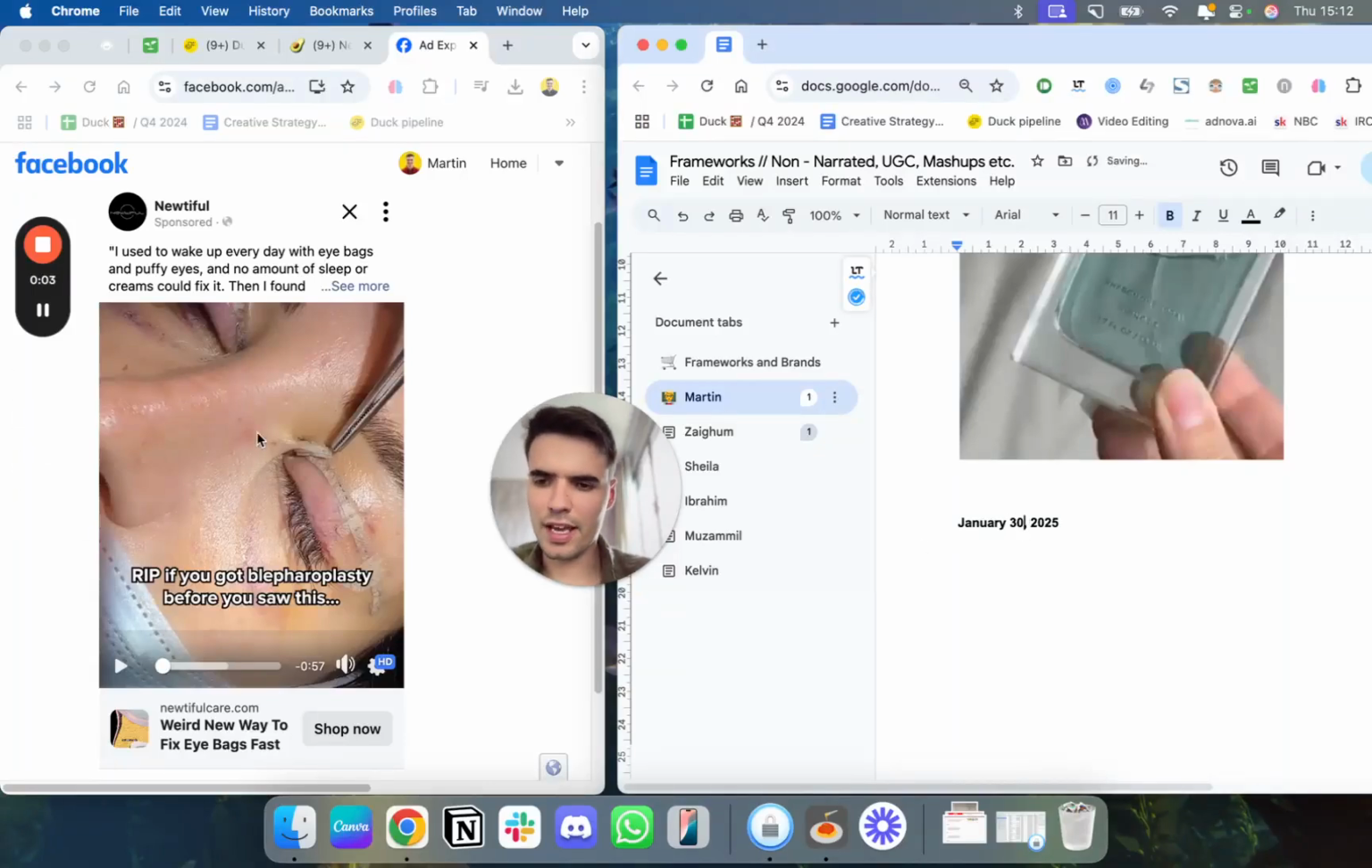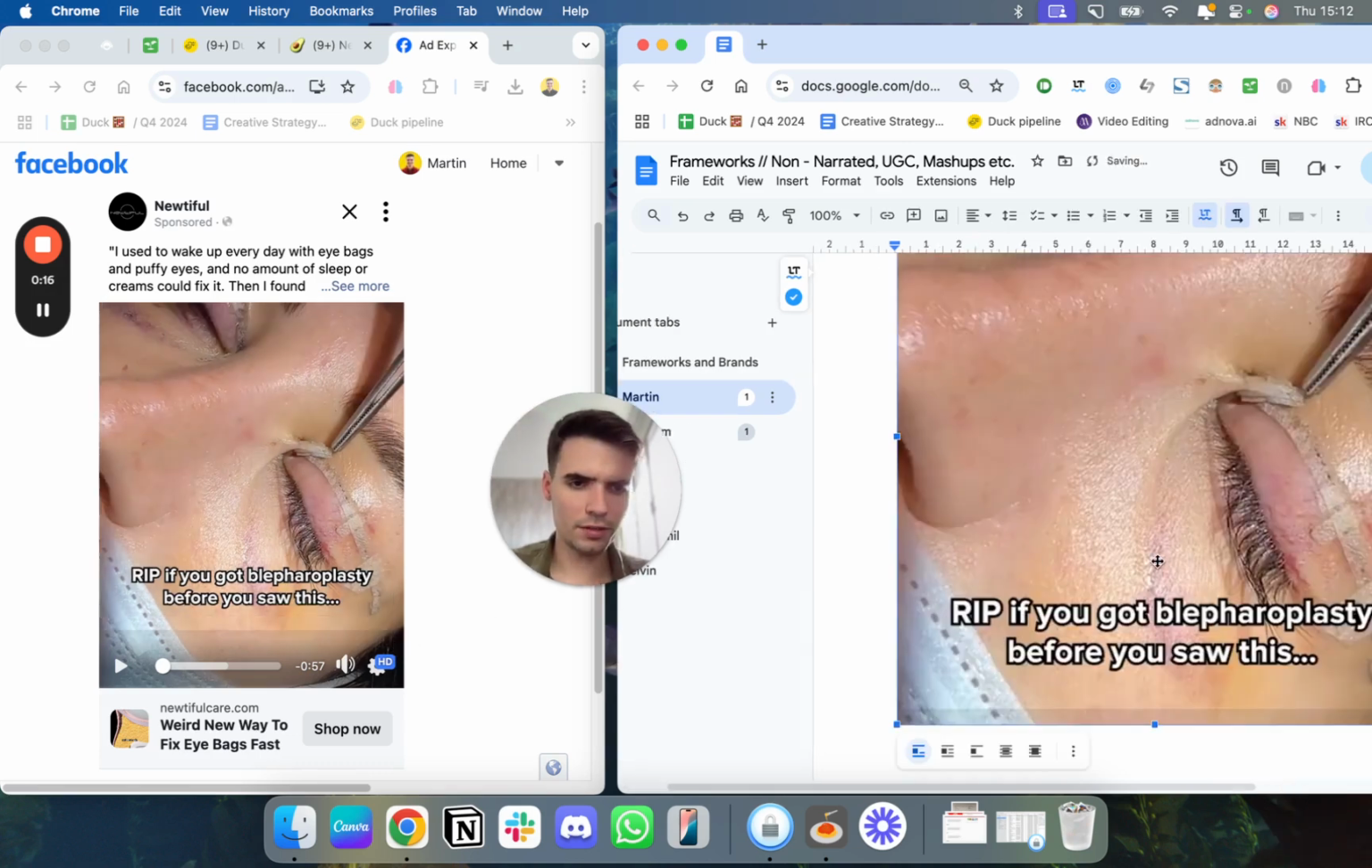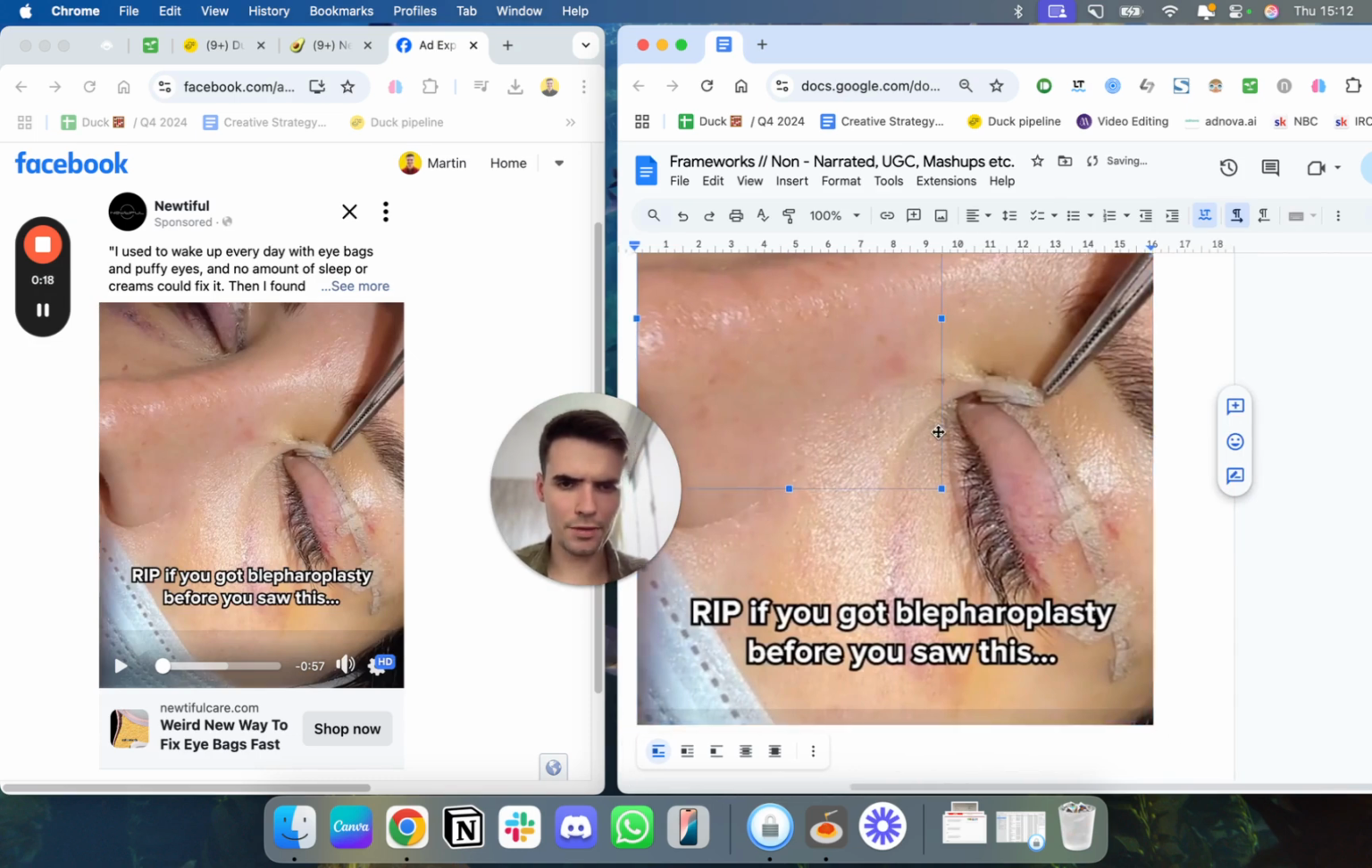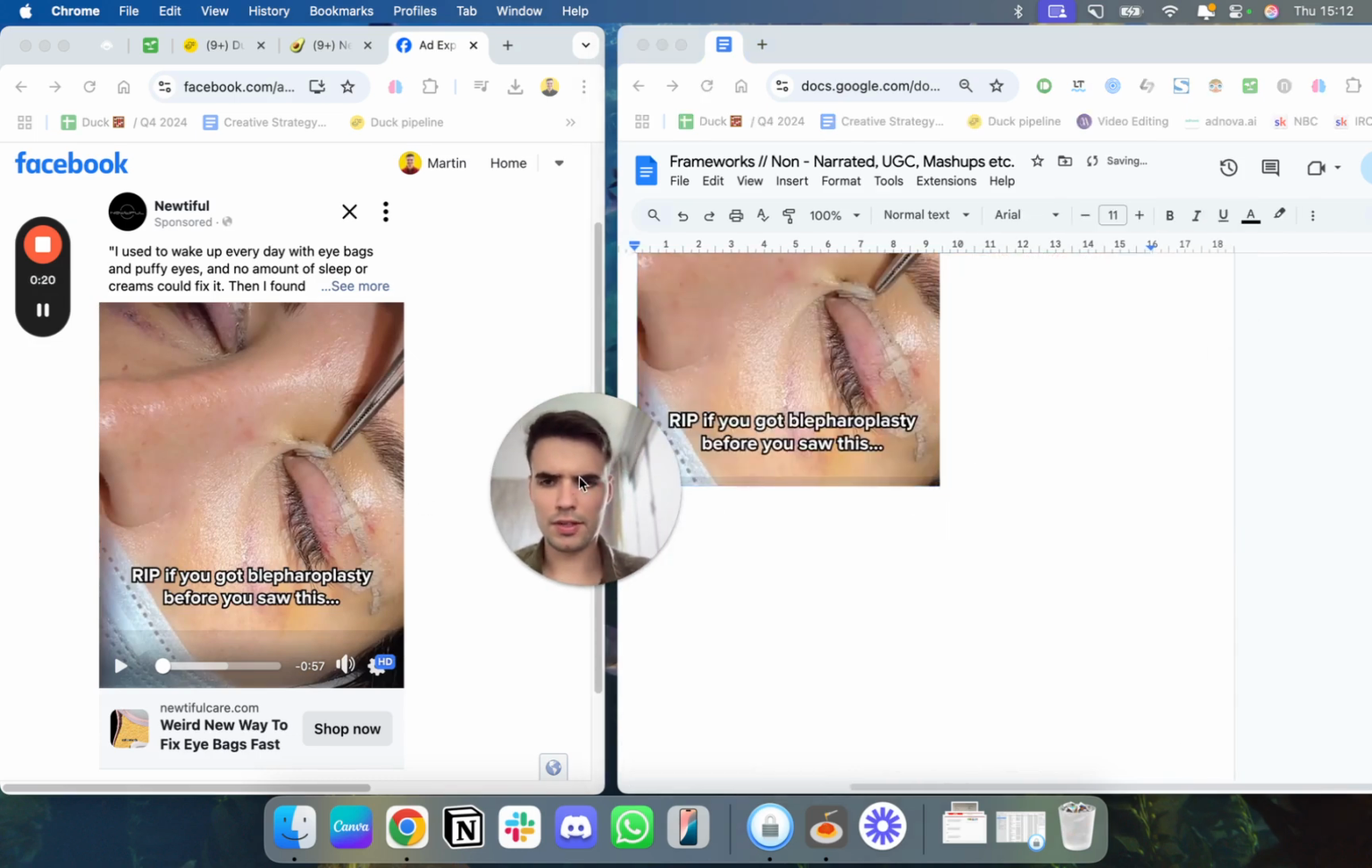Let's take a look at this ad and take it apart and see what works and what doesn't. Rest in peace if you got blepharoplasty before you saw this. So their hook is pretty good. This is always so big. I don't know why they have to make it so big. Alright, so let's take a look.